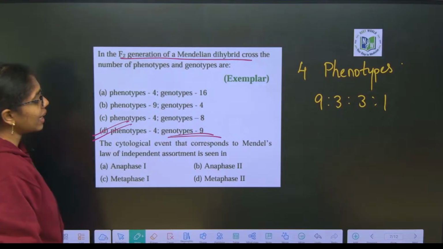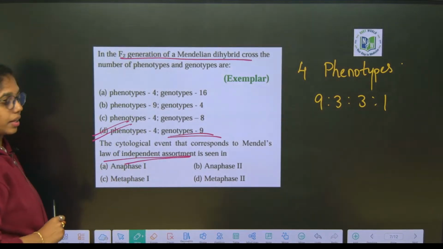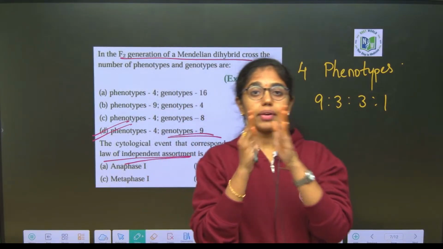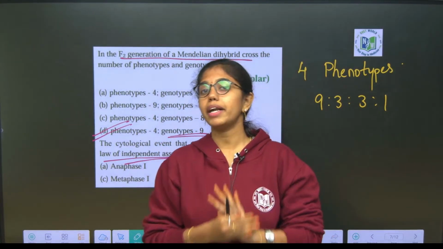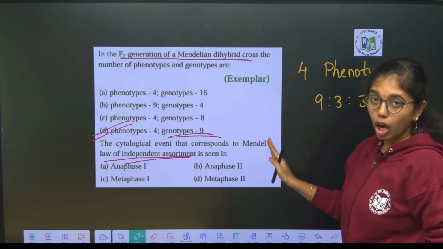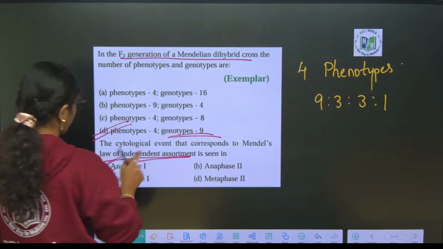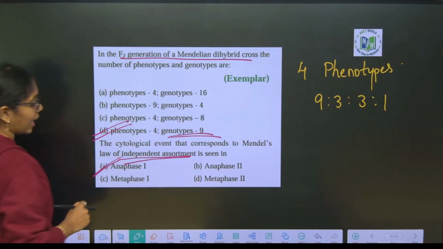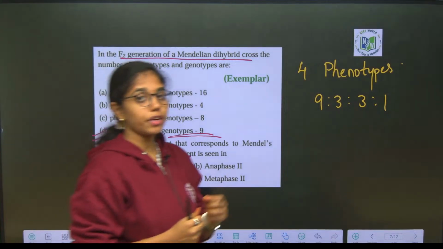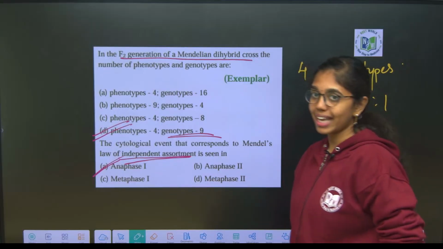Fine. The cytological event that corresponds to Mendel's law of independent assortment: the law says that at the time of gamete formation, the transmission of the alleles of one gene is independent of the other. Cytologically, the law of independent assortment is clearly observed during what? Metaphase 1 and anaphase 1. The right answer will be option A, anaphase 1, because the chromosomal distribution happens there, with centromere splitting and movement of the alleles. So here the option is A.